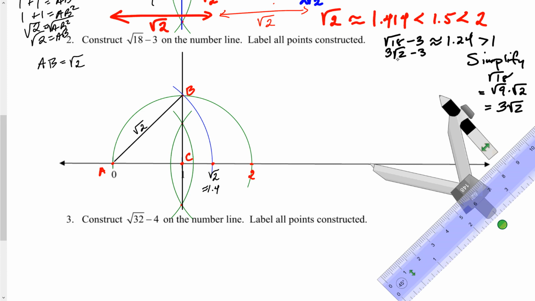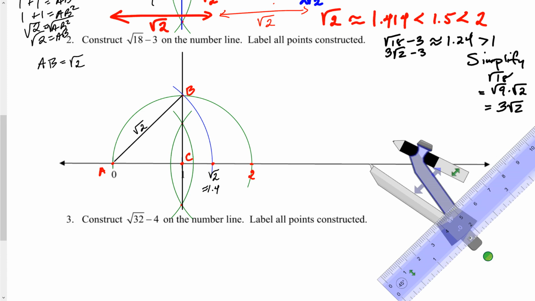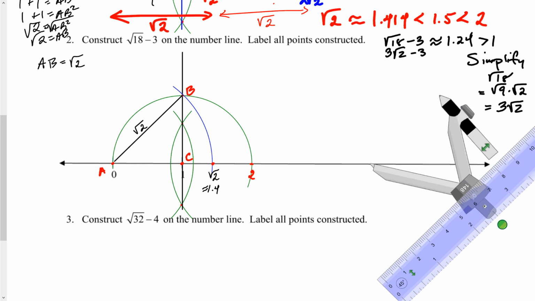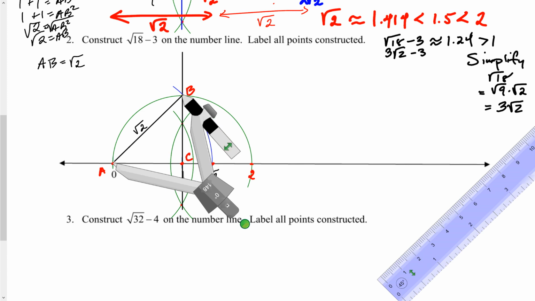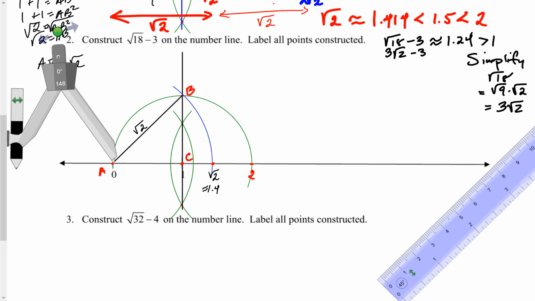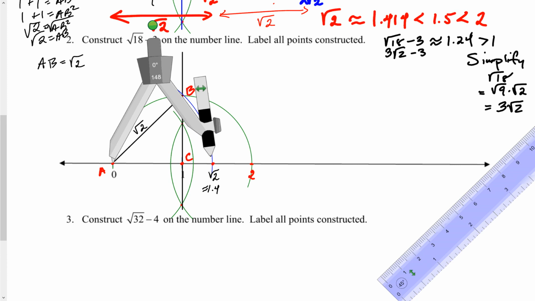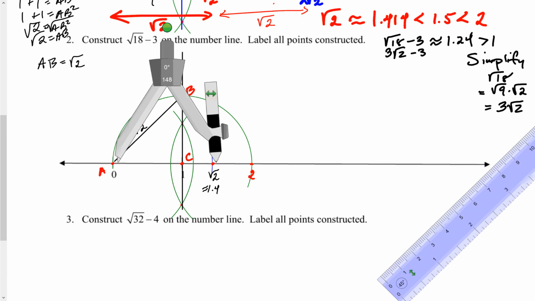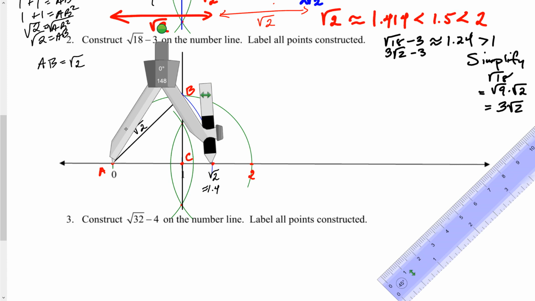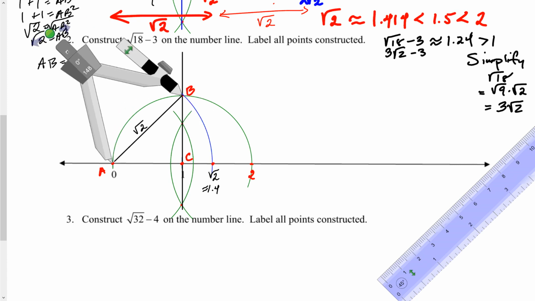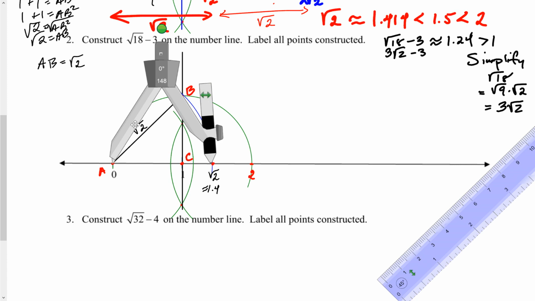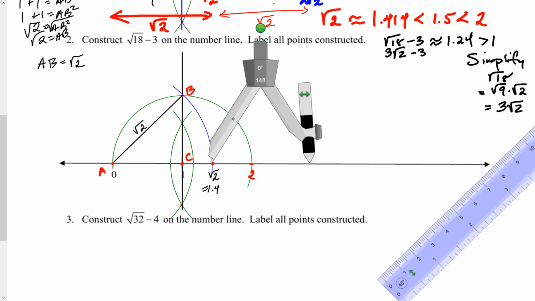All right, now I need 3 root 2. Well, that's easy to get, right? So let's get our compass here. Notice that I adjusted it to root 2. That's how I got root 2, so I'm going to use that. I'm going to change my orientation of the compass right here. Let me double check that. No, I got it right. I adjusted it to root 2, and I shifted over here to root 2, and I get 2 root 2.